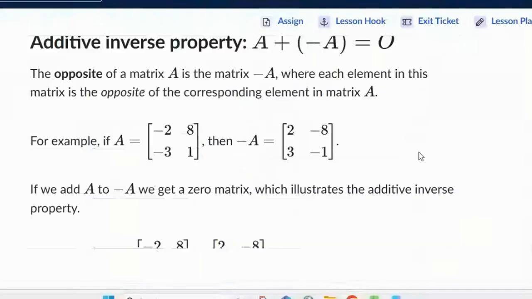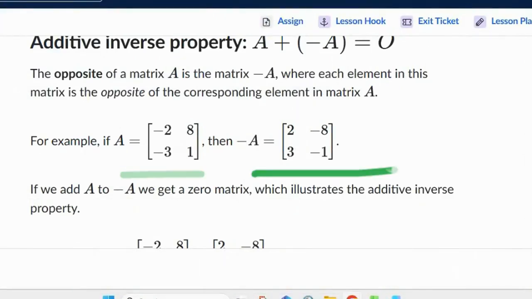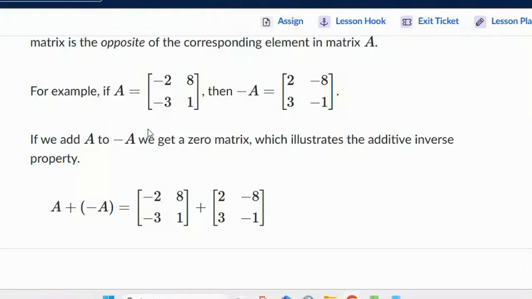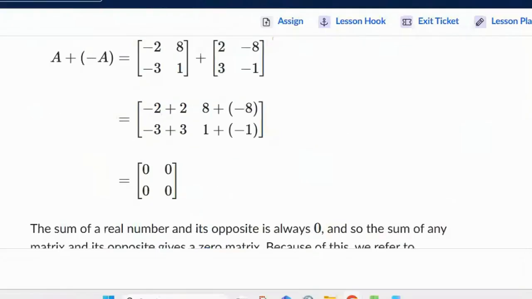Additive inverse. If A is this and negative A is the same numbers except different sign, if we add those together, we get a zero matrix.